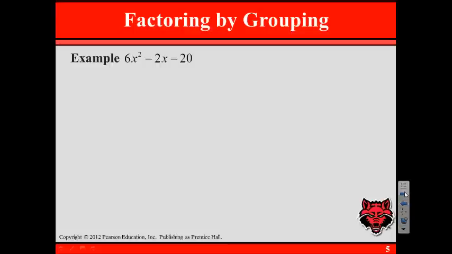Let's try another example, 6x squared minus 2x minus 20. We go through the same process. First, we try to factor a GCF. And in this particular example, the GCF is 2. So we factor a 2 from each term, and we're left with 3x squared minus x minus 10.